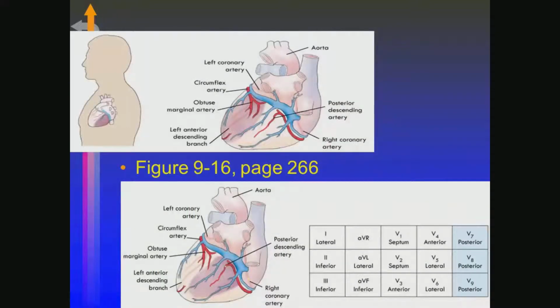And that's the posterior there. And we would do posterior leads, V7, V8, and V9. I got a picture of that, but that's basically looking at the posterior side, just continuing on, basically mirroring V2, V3, and V4.